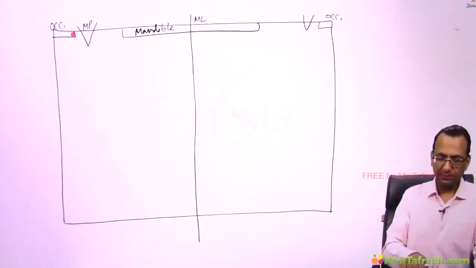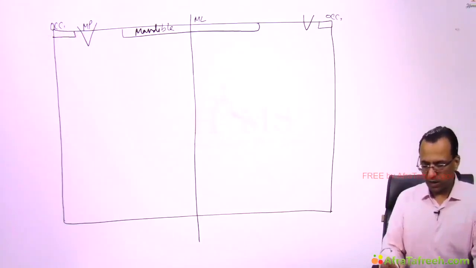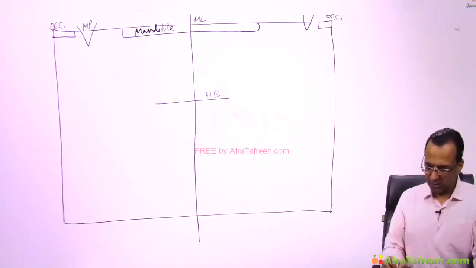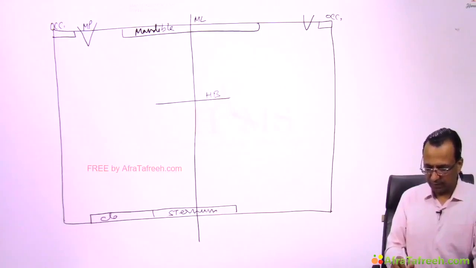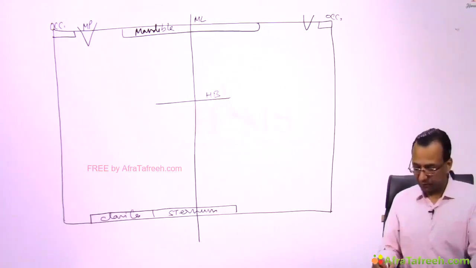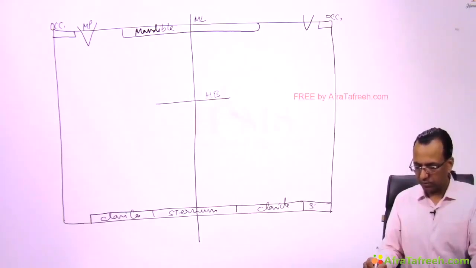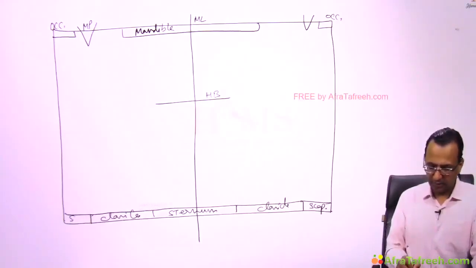Then what else do you see? This is the hyoid bone, below the mandible in the midline. This is the midline sternum bone. Then this will be the clavicle on each side, and this must be the scapula on each side.